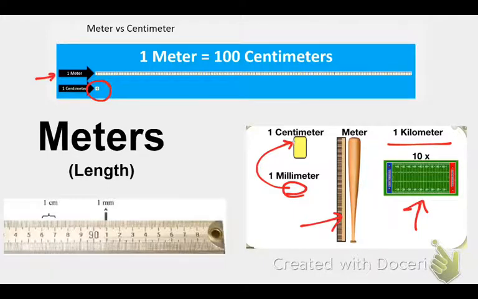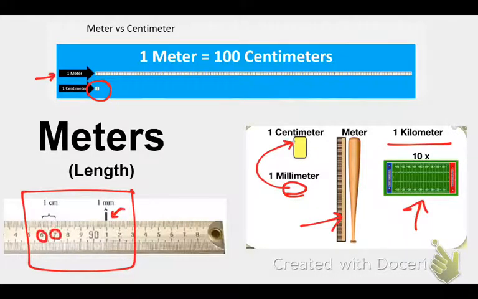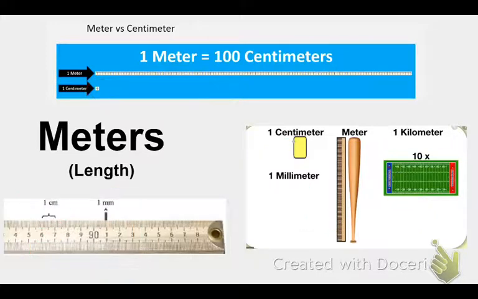Okay? Here it is on an actual meter stick. You can see each one of these little lines here. That's a millimeter. And each one of these lines from the numbers, that's a centimeter. Okay? So there's 10 millimeters in 1 centimeter. There's 100 centimeters in 1 meter. It's 1,000 millimeters in 1 meter. And that's what we're going to talk about next.